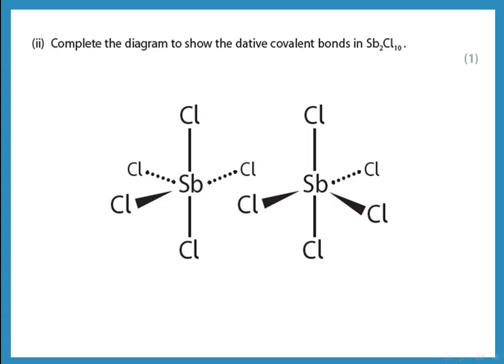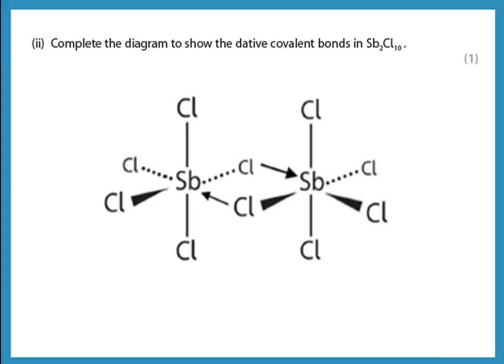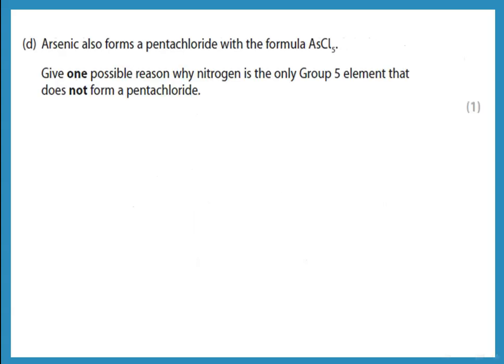So where would the dative bonds here be? Remember that dative bonds would have to be electrons that are donated by one of the atoms. Remember that each chlorine has 3 lone pairs of electrons around it that's not doing anything. So each chlorine, between the 2 molecules, the chlorine will donate electrons to the Sb of the next atom, while the chlorine of that atom will donate to the Sb of the other. So these would be the 2 dative covalent.